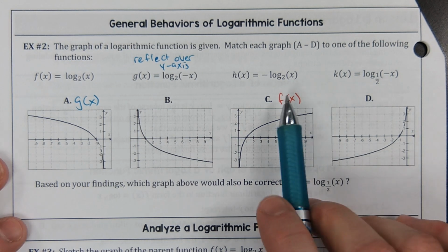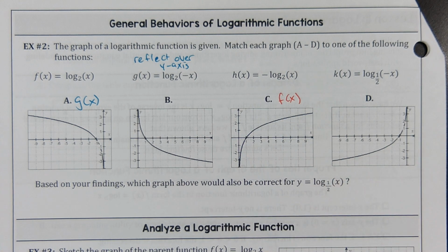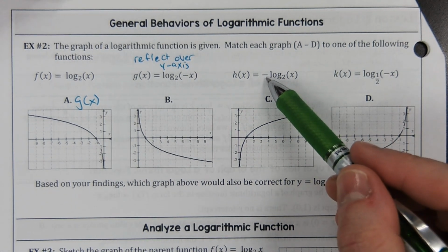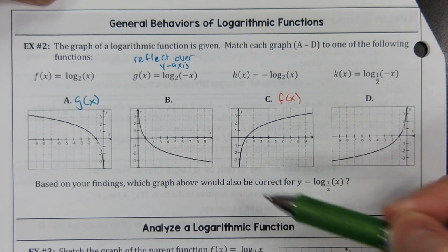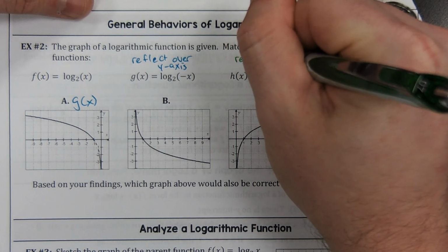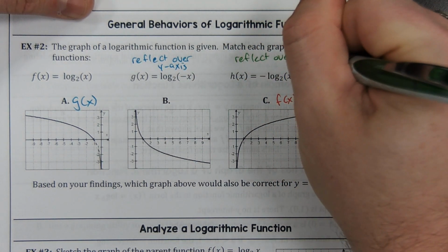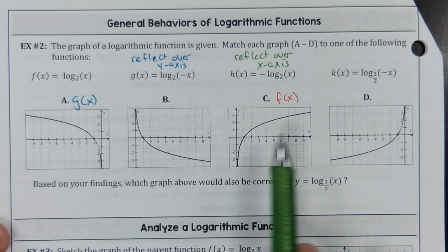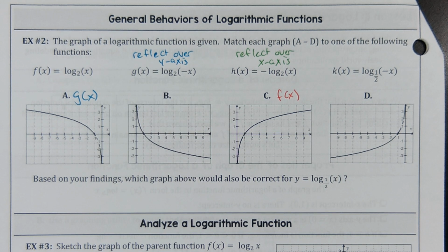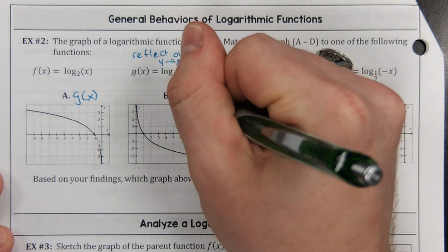Okay. Here, I've got a negative on the front. What kind of transformation is a negative on the front? Reflect over x-axis. Remember, this is a vertical change, and if you are changing from positive to negatives vertically, you're going over the x-axis. So this is reflect over x-axis. Which one of these, A, B, C, or D, is the parent function reflected over x-axis? You guys can all shout out correct answers. B. This is h of x.